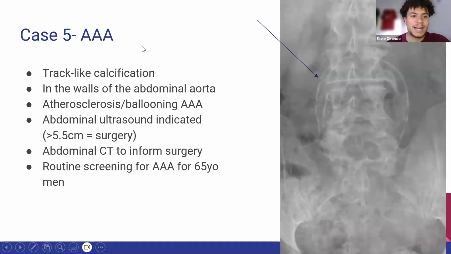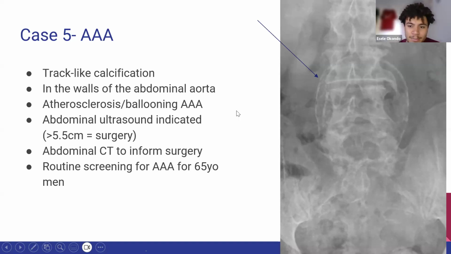And finally, case 5, last one of the day. This image is a bit zoomed in, but if I can convince you, you have your spine and your spinous processes here, and then you have this track-like calcification around the outside, which is almost forming a circle. So this is track-like calcification in the walls of the abdominal aorta, caused by atherosclerosis, concurrent with a ballooning AAA.